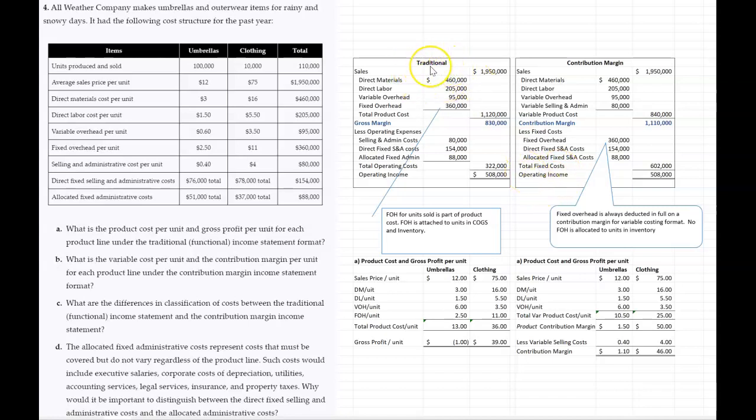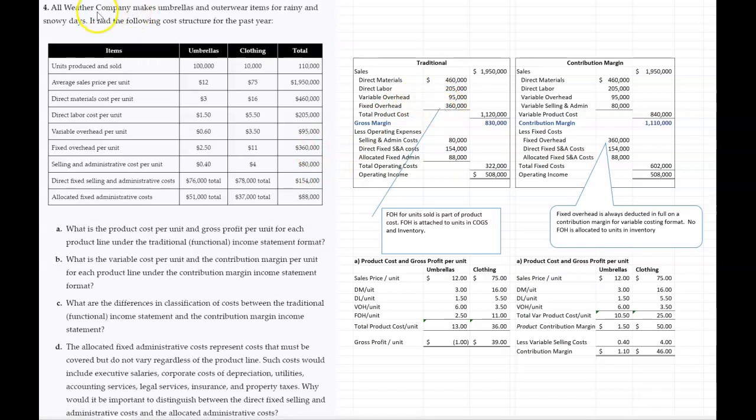So on the traditional basis, we've got sales. I just used the total numbers right here. That actually don't tie out if you multiply these out. I don't know where they came from, but it doesn't matter. So we've got direct materials, direct labor, variable overhead, okay, which is the same on both sides. And here, under the traditional method, remember these will all be product costs. So we're going to deduct the fixed overhead. And we're taking the fixed overhead in full because there is no inventory.